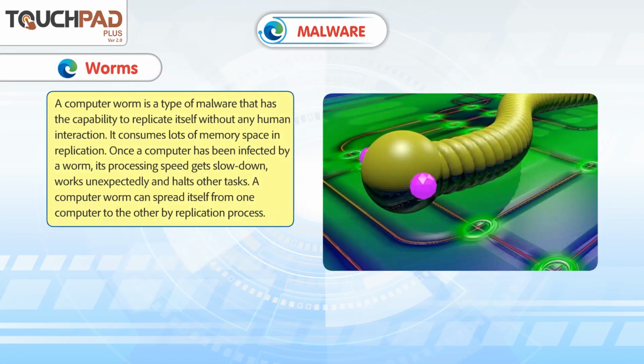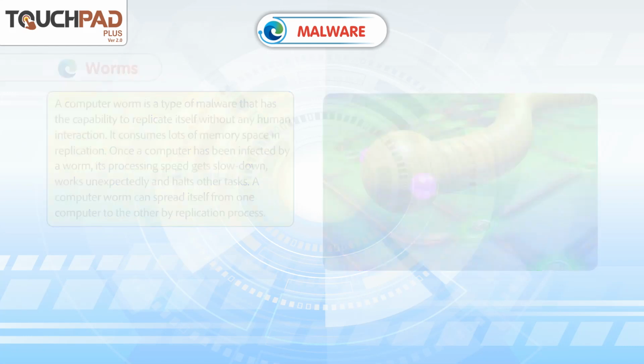Worms. A computer worm is a type of malware that has the capability to replicate itself without any human interaction. It consumes lots of memory space in replication. Once a computer has been infected by a worm, its processing speed gets slowed down, it works unexpectedly, and halts other tasks. A computer worm can spread itself from one computer to the other by the replication process.